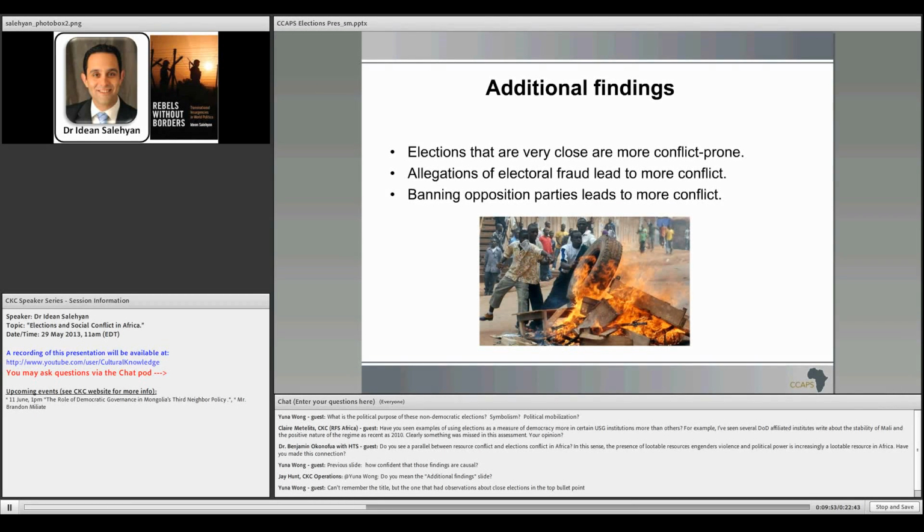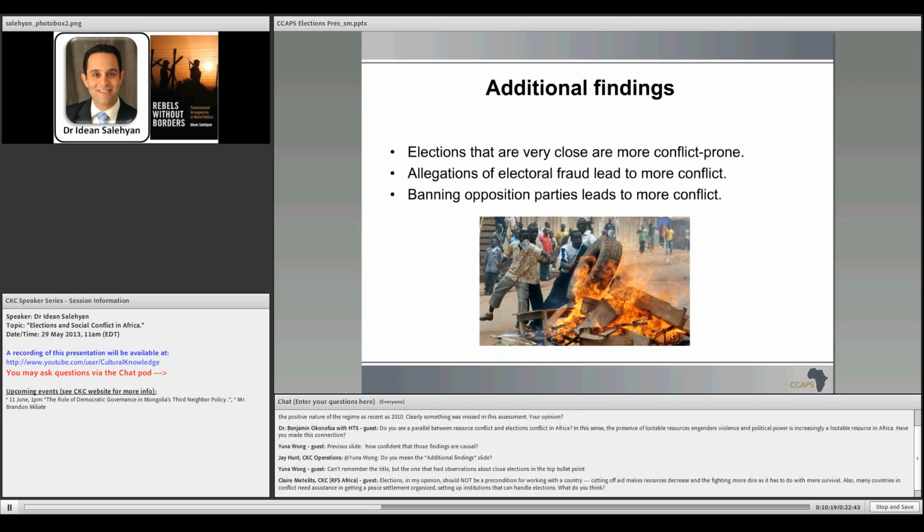So these particular variables come from the NELDA data set. This is collected by Susan Hyde at Yale University. In terms of causality, causality is very difficult to unpack here. Allegations of electoral fraud, yes, they tend to occur right during the election. But what we can do is unpack the exact timing of when violence is occurring.